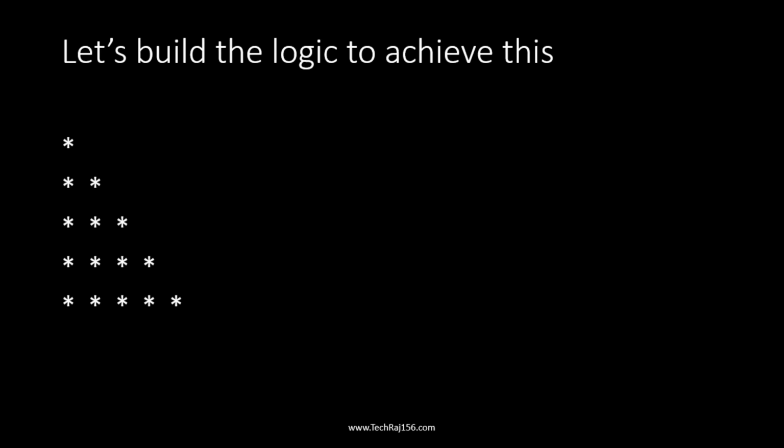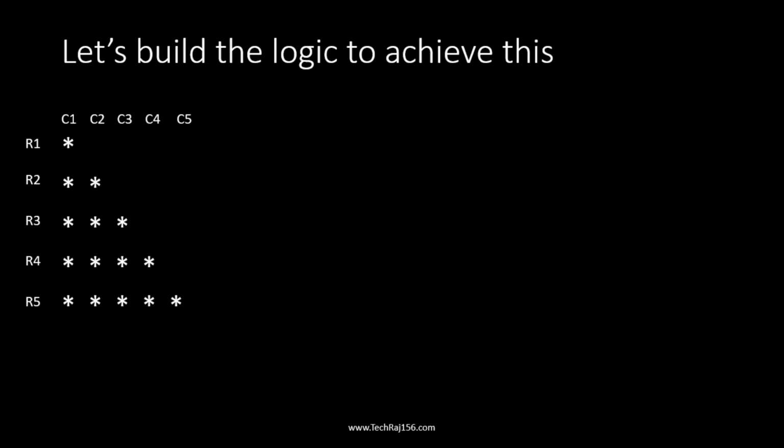As you can see, this is the pattern and there are 5 rows. This is row 1, row 2, row 3, row 4 and row 5, and there are 5 columns for the same pattern. In the first row there is only 1 column, in the second row there are 2, in the third row there are 3 columns, and like that. There are a maximum of 5 columns in this pattern. This is column 1, column 2, column 3, column 4 and column 5. So these are the 5 rows and the 5 columns of the pattern.